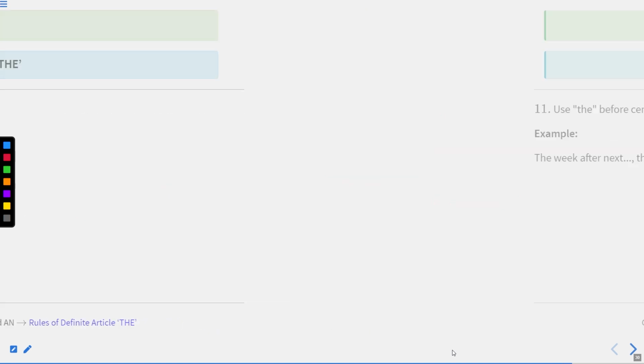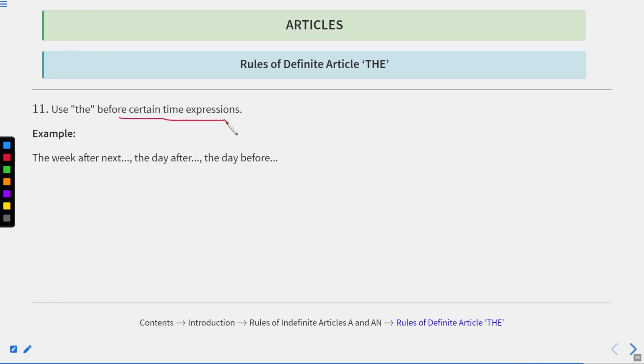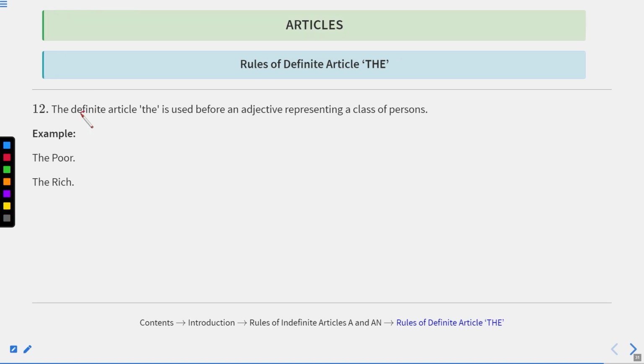Okay. Now use "the" before certain time expressions. The week after next, the day after, the day before. So in these expressions, we can use "the". Use the definite article "the" before an adjective representing a class of persons. For example, the poor or the rich. If an adjective behaves like a noun to express the entire category, we can use "the" before it. If I say the poor, I'm not talking about a particular person. I'm talking about the entire category of poor people.